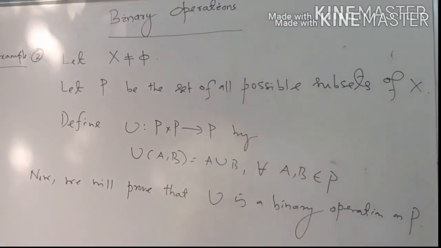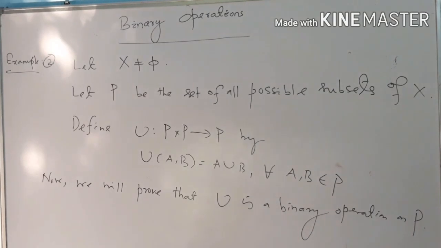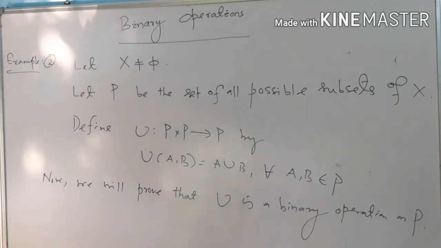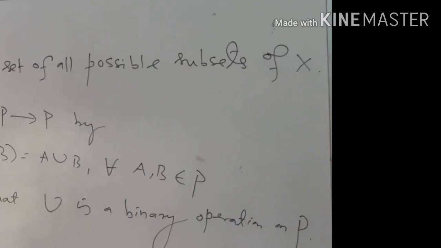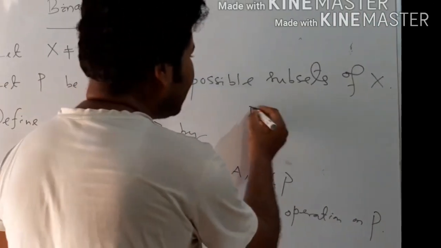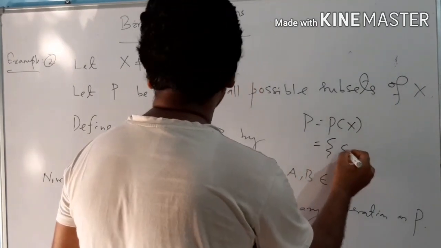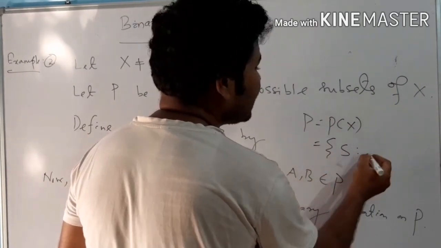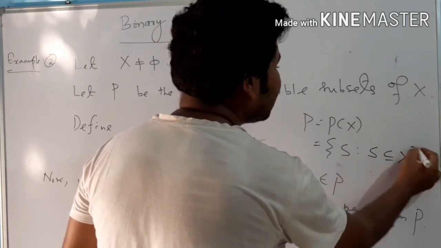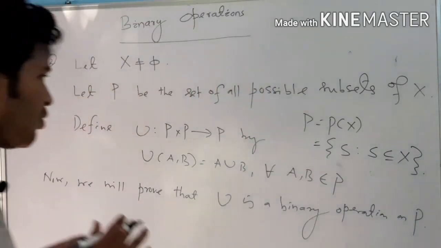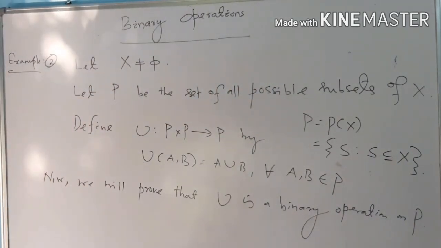You see, if you take any pair of subsets A comma B, then their union will again be a set, and that will be contained in X, because this P is nothing but the power set of X. This is simply the collection of all sets S such that S is contained in X. So P is the set of all possible subsets of X.